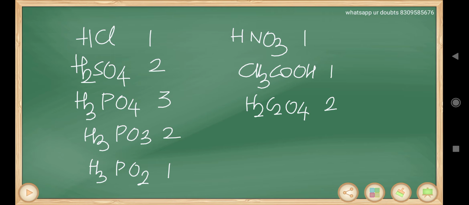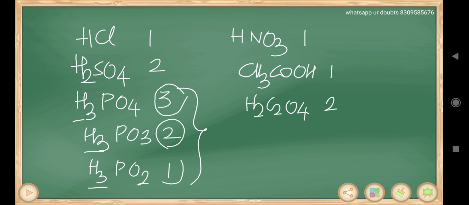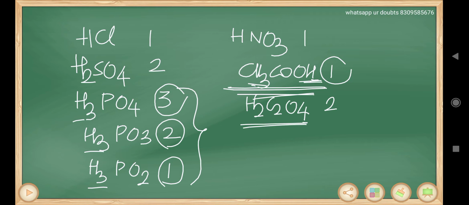The interesting point comes at these three: H3PO4, H3PO3, H3PO2. There are 3 hydrogens in each case, but orthophosphoric acid is tribasic, phosphorous acid is dibasic, hypophosphorous acid is monobasic. In CH3COOH, this hydrogen will be moving out, not these hydrogens. Hydrogen must be attached to a more electronegative atom. So even though 4 hydrogens are there, its basicity is 1. H2C2O4 is oxalic acid, its basicity is 2.